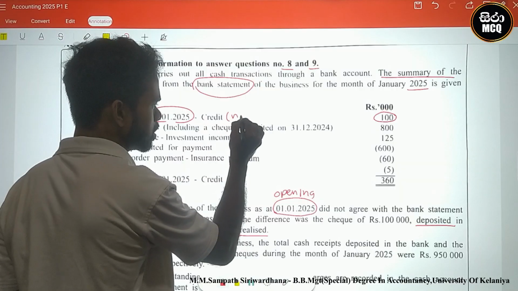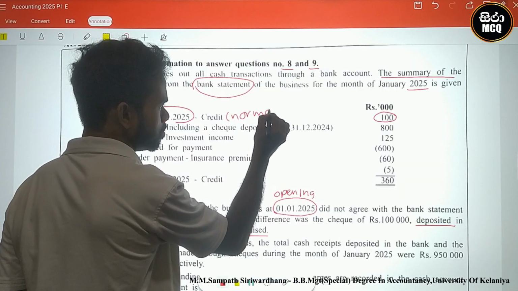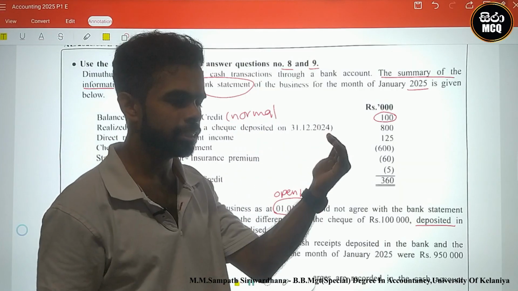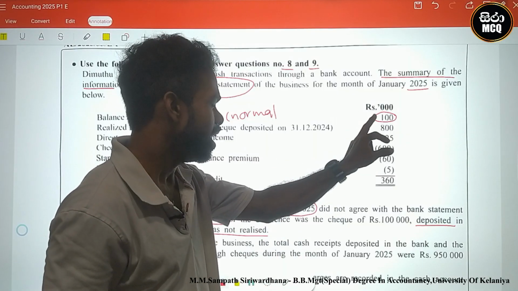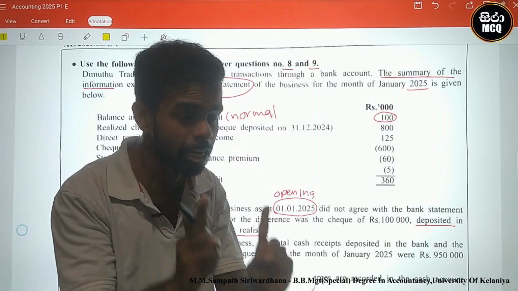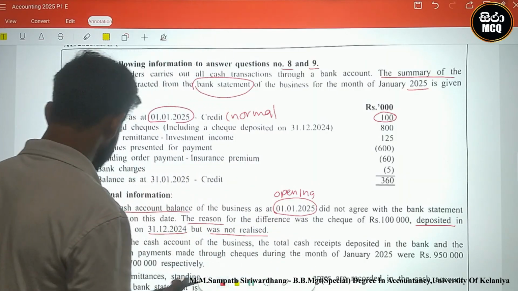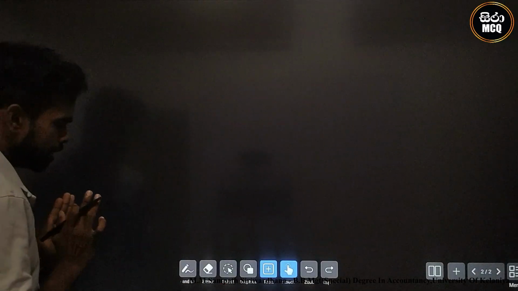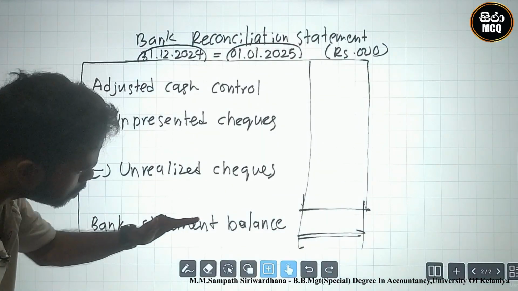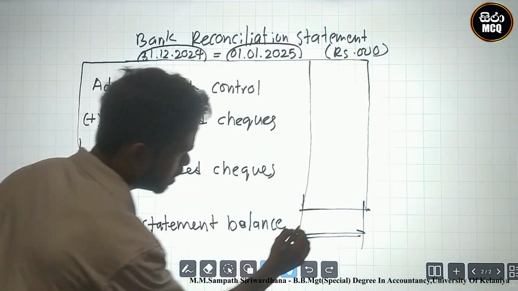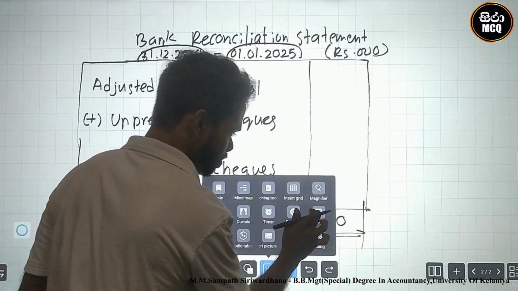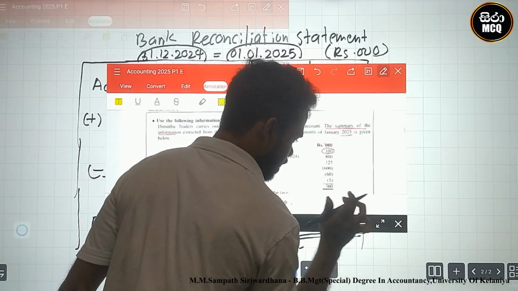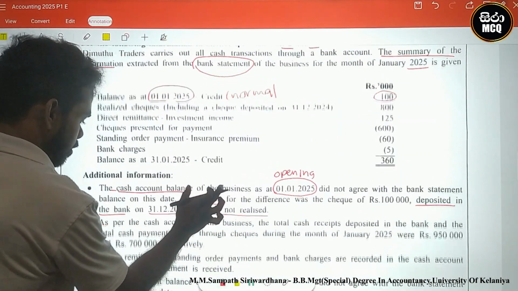Credit is the normal balance. Why? Their credit is the normal balance, and our debit balance is the normal balance. Okay. The 100 is the bank statement opening balance. Therefore, I go again to the question.